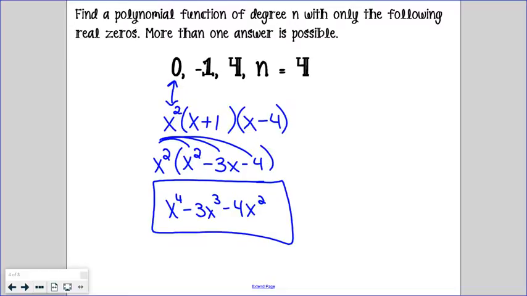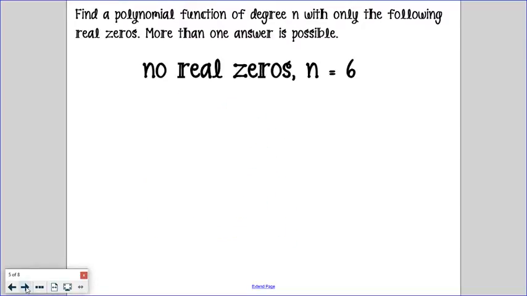All right, how we doing? Good? Ready for your next variety? Our next variety, same question at the top, different type of set of zeros, okay? I want a degree of 6, which means my biggest exponent is going to be a 6 when we're all said and done, right? But I don't want any real zeros.